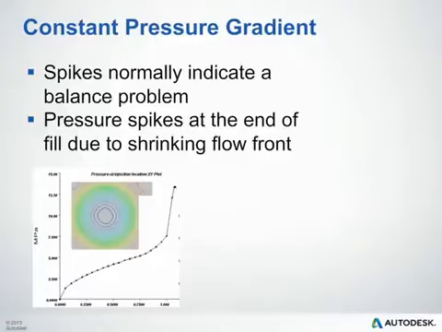We also like to see a constant pressure gradient. The image in this slide is a good example of what you do not want to see. The XY graph is the pressure at the injection location for this component. Just at the beginning of fill, there's a spike in pressure. However, the big problem is at the end of fill.